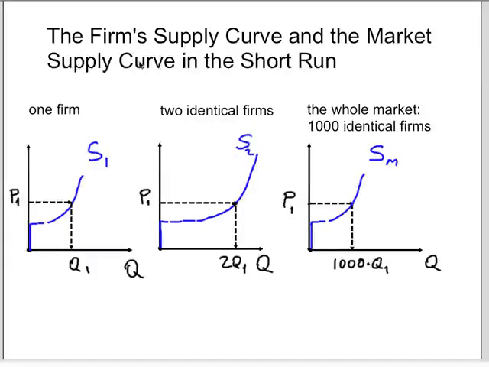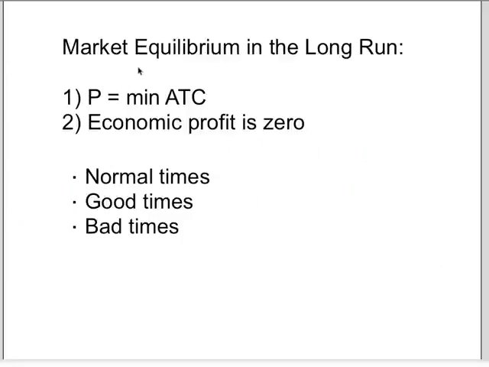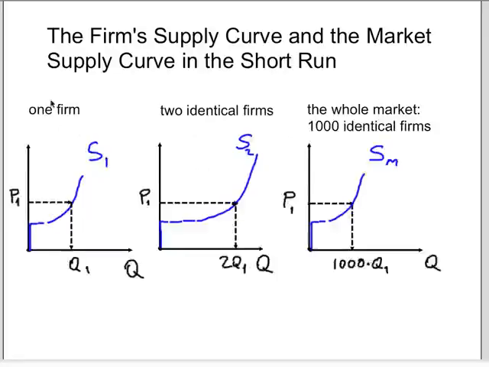So there are two things we're going to do today. First, we're going to talk about the firm supply curve and the market supply curve in the short run. So we're going to figure out how we can come up with the market supply curve if we know the individual firm supply curve in the industry. And the next thing we're going to do is to talk about market equilibrium in the long run.